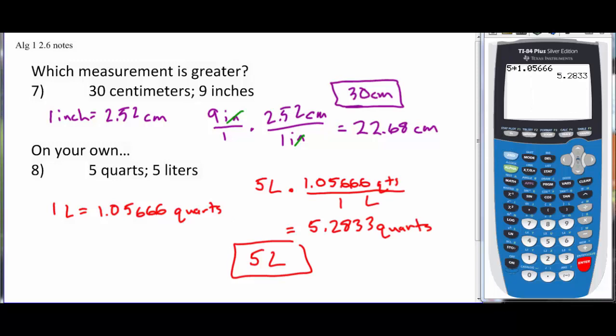All right, now you can see the results of my work on number 8. I knew that 1 liter was a little more than 1 quart, so that information alone was enough to tell me that 5 liters would be more than 5 quarts, but I went ahead and did the change from liters to quarts by multiplying by 1.05666 and found that it was about 5.28 quarts. So 5 liters was the larger volume.